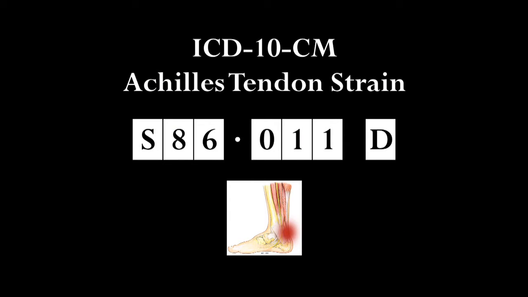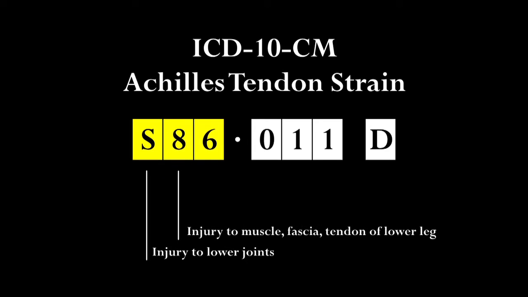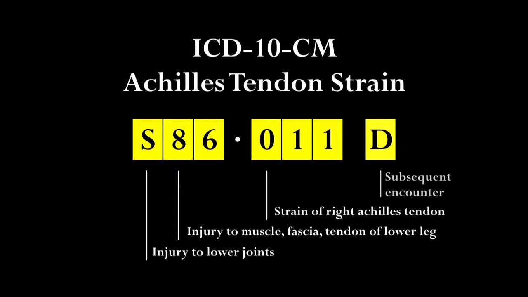The ICD-10 CM code is 7 digits long. The first character indicates the body system. The next two indicate the disease, and subsequent digits provide more specificity. The seventh digit indicates whether the treatment is for an initial encounter or subsequent one.